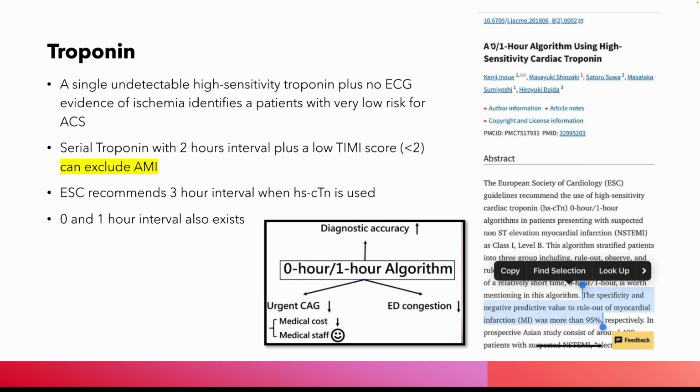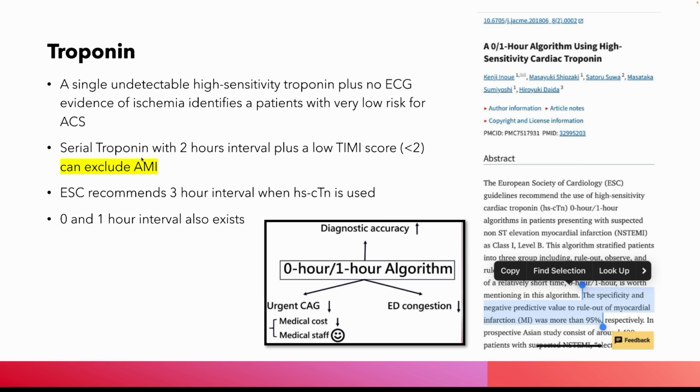This was actually a paper that I read, and you can go and look at this paper. The paper was saying that there was a specificity and negative predictive value to rule out myocardial infarction of more than 95%. So it's a very useful algorithm, and some hospitals use this 0-1 hour algorithm. Depends on which hospital you work in, depends on the kits that are available. You can actually use the 0-1 algorithm.